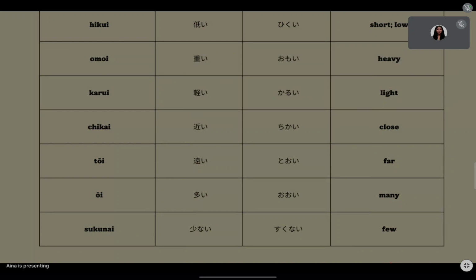Omoi is heavy. Karui is light. Light means hindi ilaw ha. Light na magaan. Okay. Chikai is close or it can be also near. And then we have toi, far, and oi is many. Oi is also pwede maging takusan, or ipay to say many. Okay. And then sukunai is, for me, this means kulang. When we say few, I think mas okay yung sukoshi.